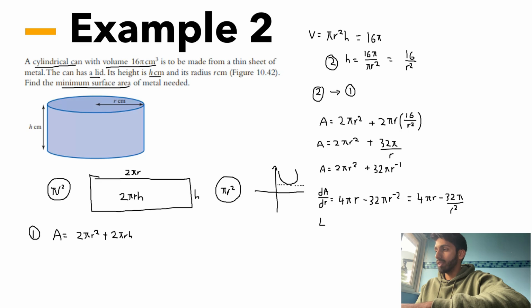So what we're going to say is 4 pi r minus 32 pi over r squared equals 0. Now we can rearrange this and work out r, so that way we'll get the minimum radius needed. So I'm going to add 32 pi over r squared to one side of the equation, and leave 4 pi r on the other side.